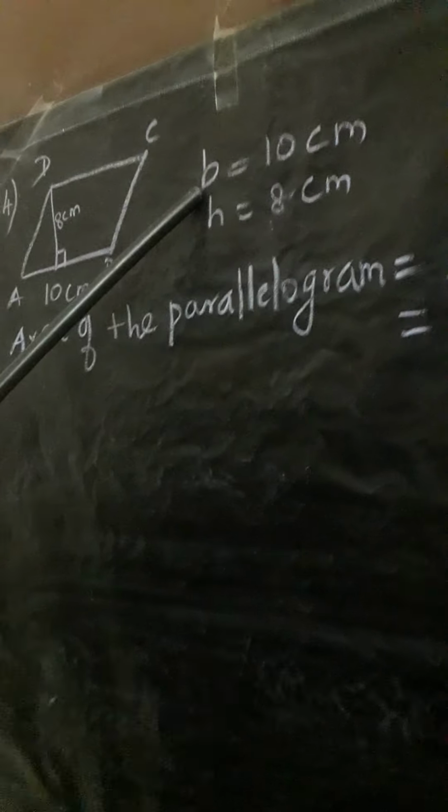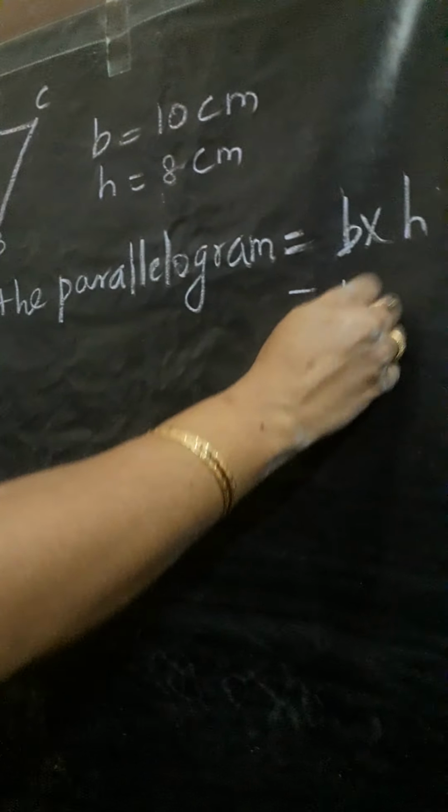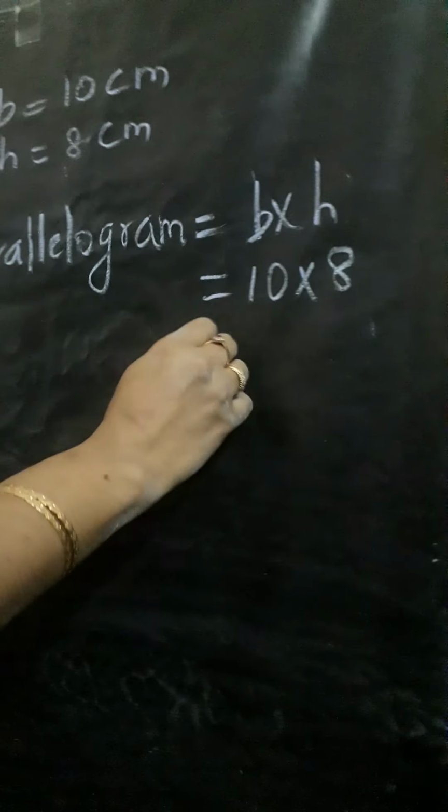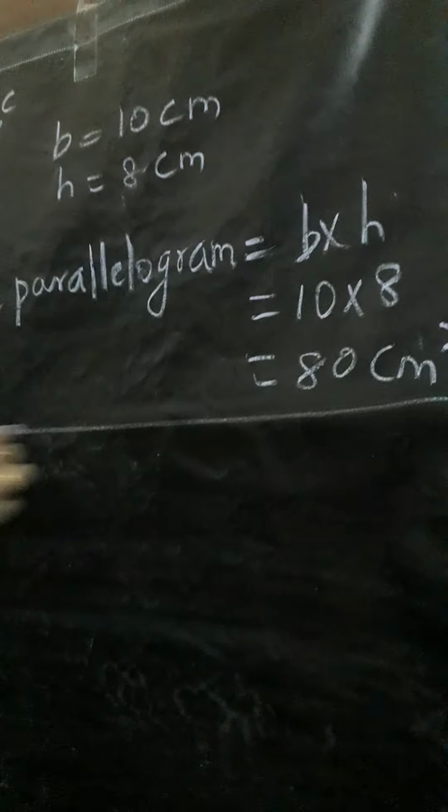Here B equal to 10 centimeter and H equal to 8 centimeter. Substitute the value B and H in this formula. We get 10 into 8. So 10 8s are 80. 80 centimeter square is the area of the given parallelogram.